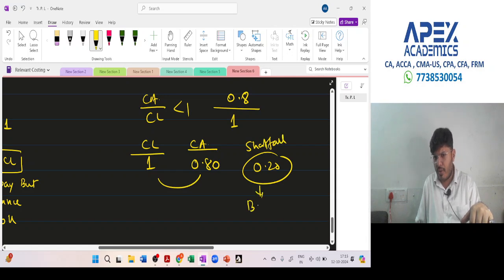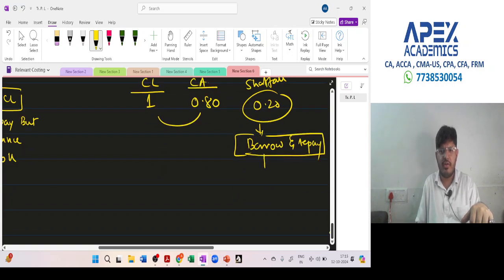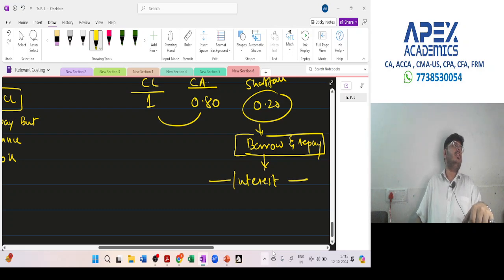This shortfall, obviously you will have to borrow and repay. What will you have to do? You will have to borrow and repay. The fact that you are borrowing and repaying shows that you have invited a cancer in your life known as interest.